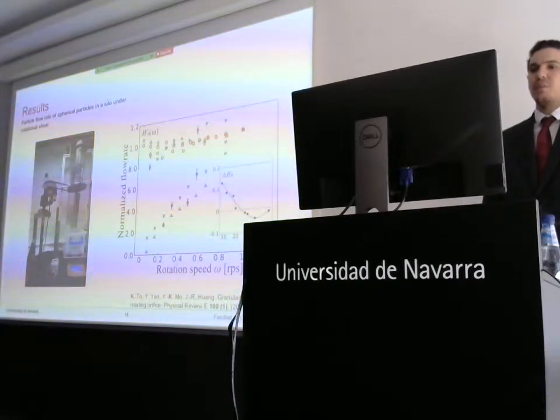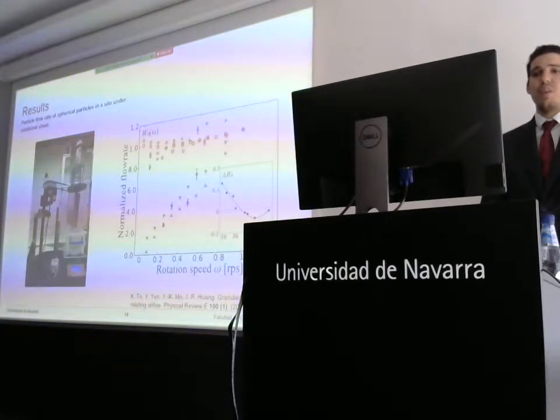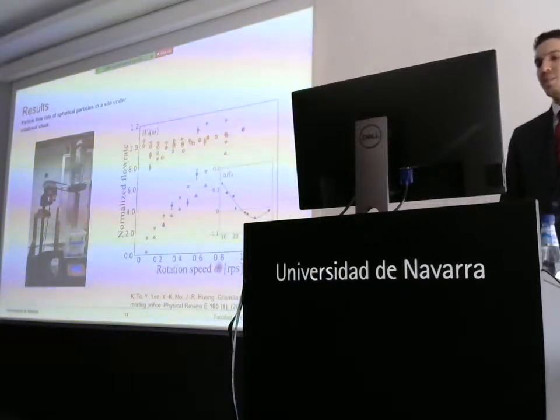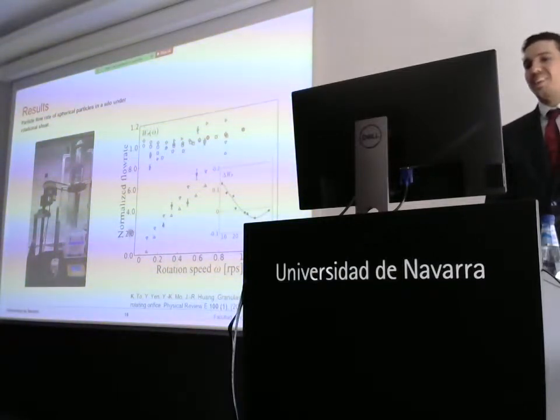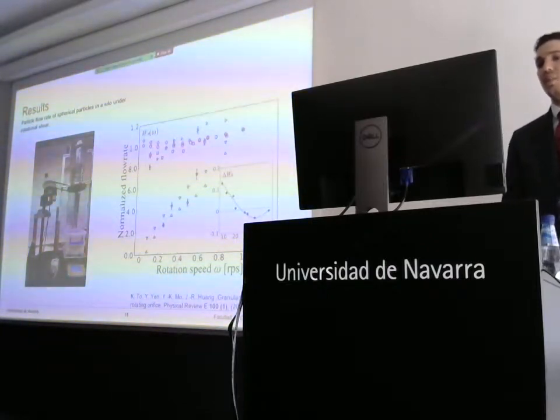So as the first benchmark, we have examined an experimental system that consists of a flat bottom that can rotate at a constant velocity. In this paper, they found two different scenarios. The first one, for small orifices, they found that the volumetric flow rate always increases with the increasing of the rotational speed.